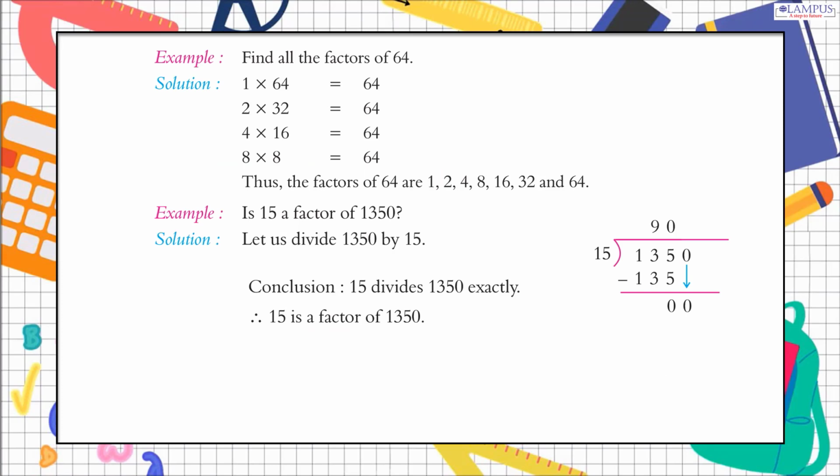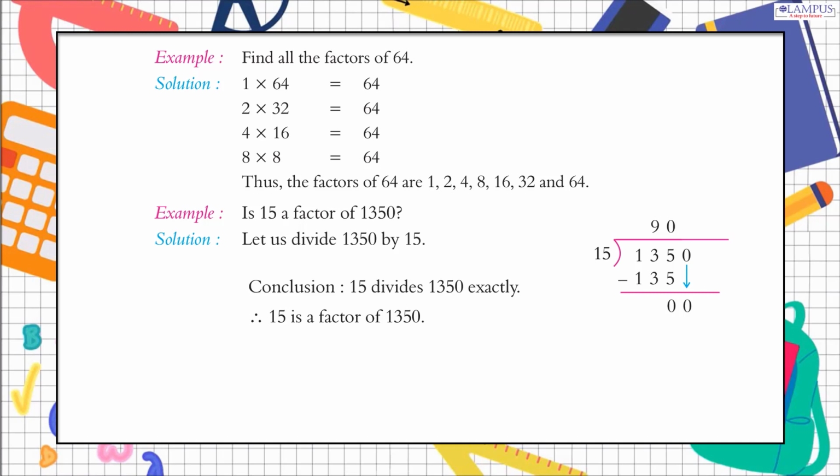Example: find all the factors of 64. Solution: 1 times 64 equals 64, 2 times 32 equals 64, 4 times 16 equals 64, 8 times 8 equals 64. Thus, the factors of 64 are 1, 2, 4, 8, 16, 32 and 64.